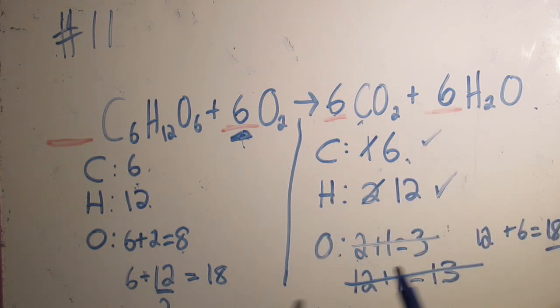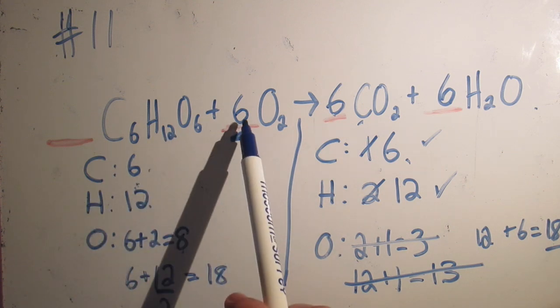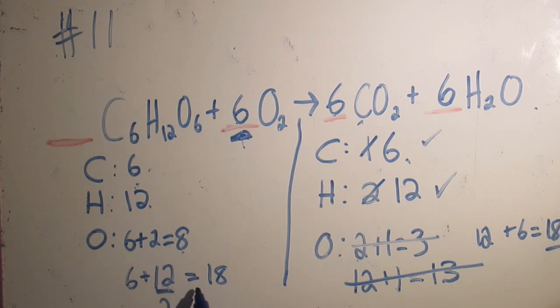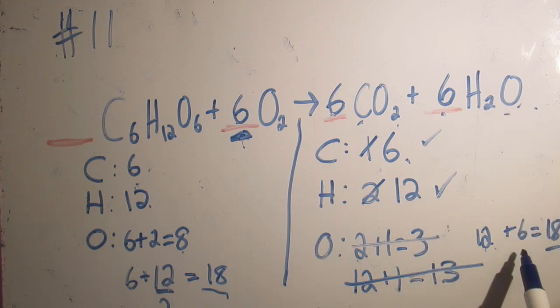Oxygen, this is the tricky part, so let's double check. So we've got 6 here, so that's the 6, and then let's make sure we did this right. 6 times 2 is 12, plus 6 is 18, awesome. Okay, then over here we've got 12, so 6 times 2 is 12 plus 6 times 1 is 6, equals 18. Awesome, so that means our oxygens are good as well, so that is our balanced chemical reaction.